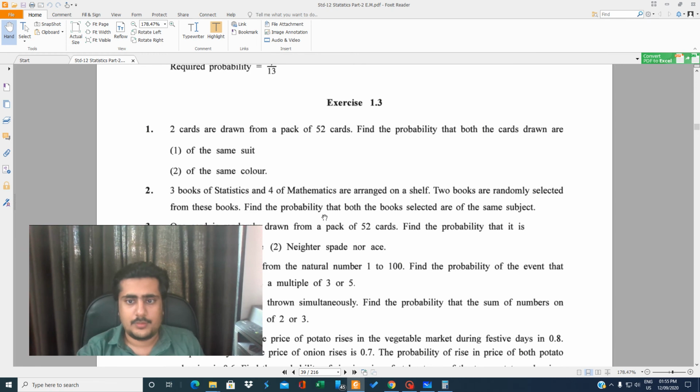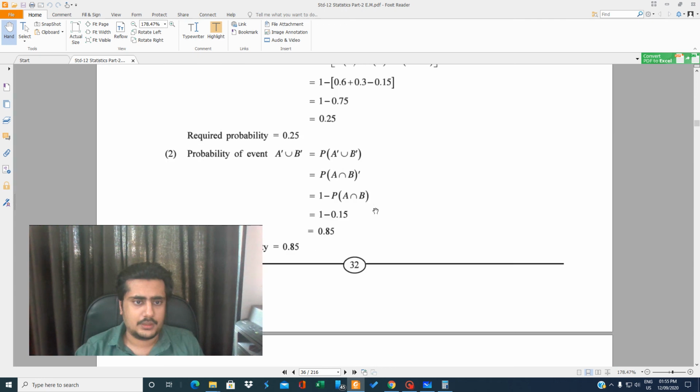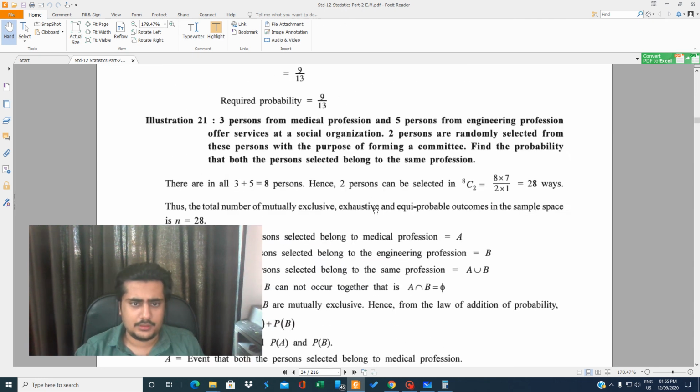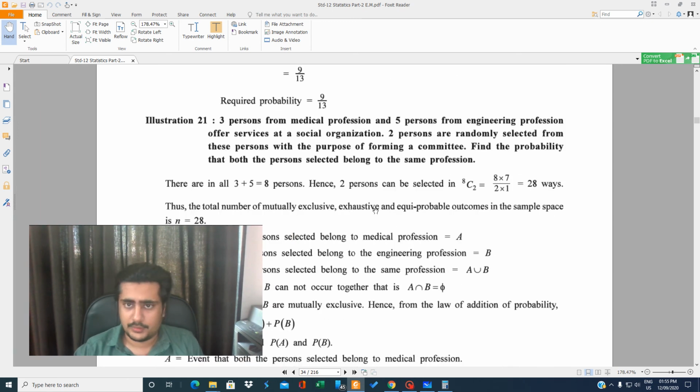So maybe we have not done one or two sums of 1.3, and maybe we have skipped an illustration or two. Let's see, have we done everything? Maybe the 21st illustration is left. Okay, so we are doing the 21st illustration. Three persons from the medical profession and five persons from the engineering profession offer services at a social organization. Two persons are randomly selected from these persons with the purpose of forming a committee. Find the probability that both persons selected belong to the same profession.